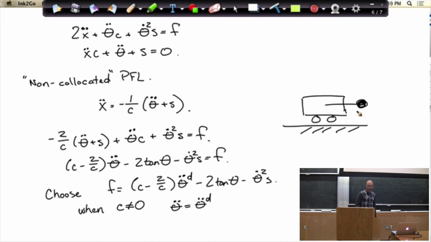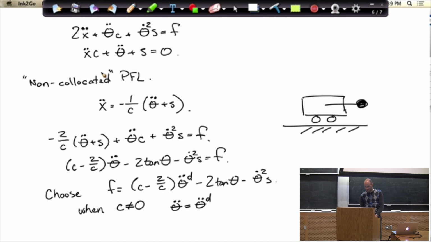If I used a lot of power, potentially, I could shove my cart around, and I could make it actually just have the dynamics of the upward pendulum, apart from that singularity. All right, and that's the big idea of non-collocated partial feedback linearization.